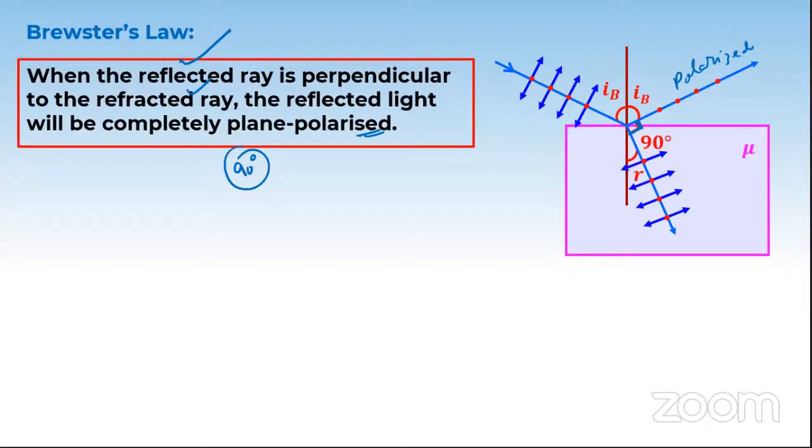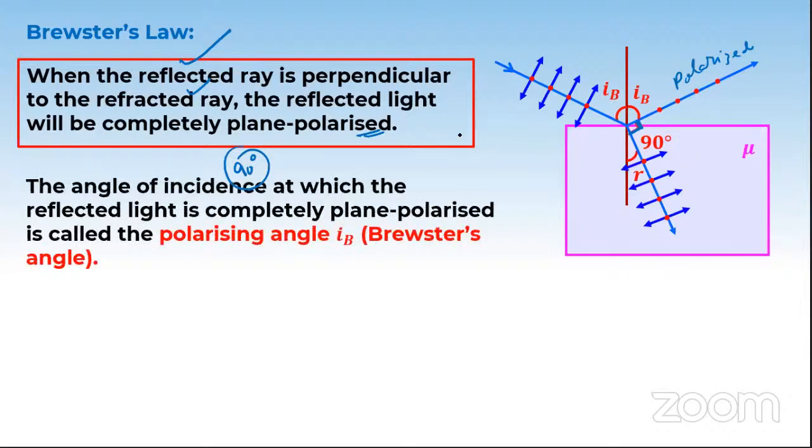So what I'm going to do is very simple. I'm going to use Snell's law. One more concept here: only at a particular angle of incidence do I get this criterion. The reflected ray and refracted ray will not always be perpendicular to each other, but only at a particular angle of incidence. Only when I shine the light at a particular angle do I get this 90 degrees. When I get this 90 degrees, the angle of incidence is called Brewster's angle.